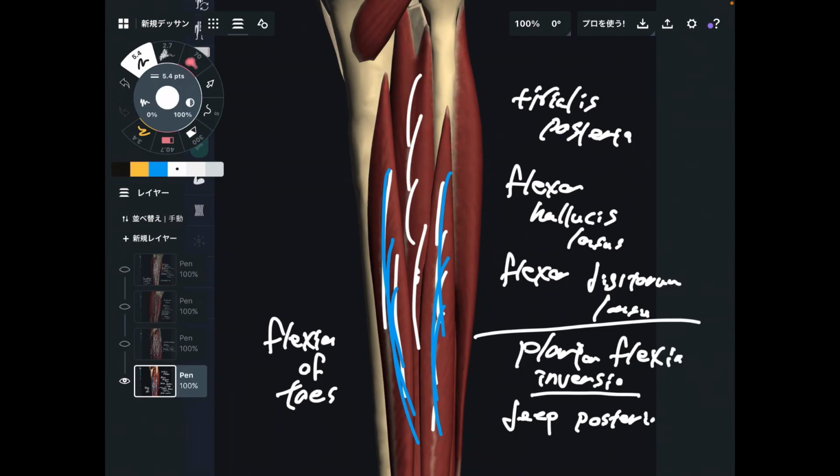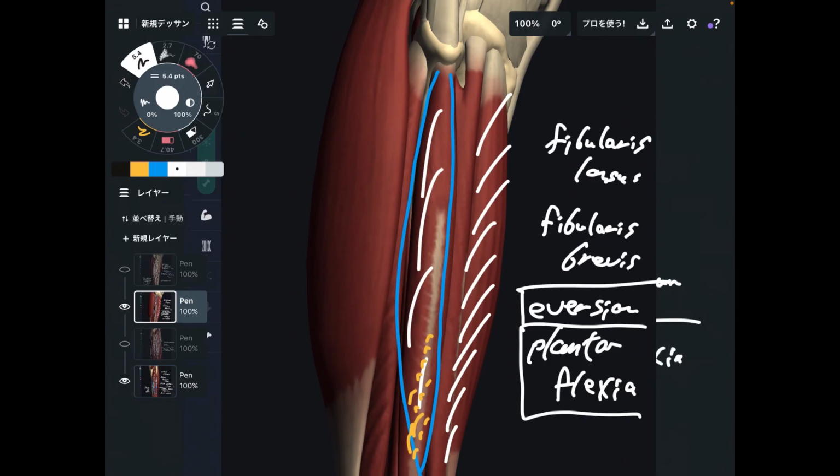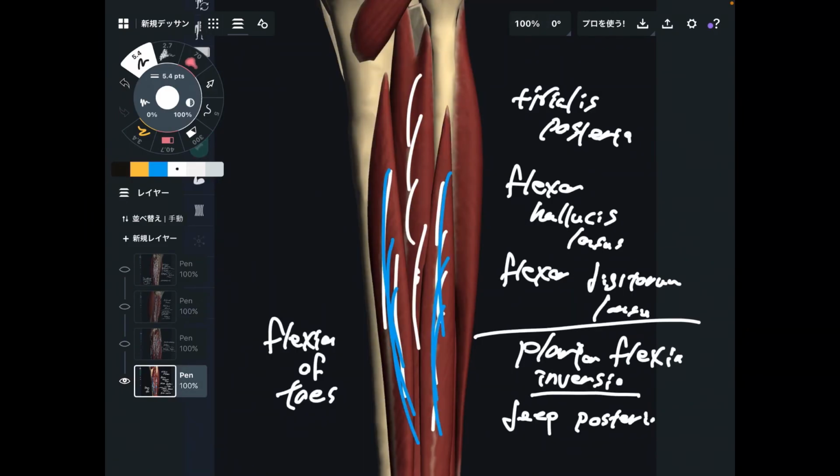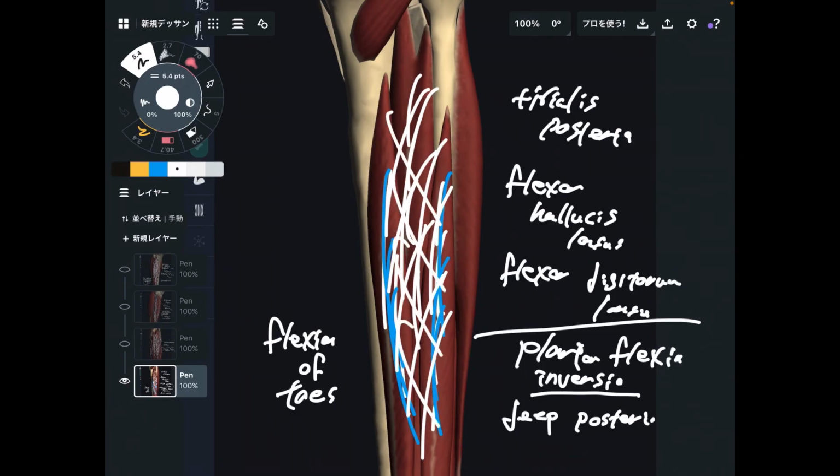So this is opposite function from where? Lateral compartment. Fibularis longus and fibularis brevis do eversion. Deep posterior compartment muscles do inversion. So this is like an opposite side, right? So if deep posterior muscles get tight, that affects lateral compartment. Vice versa, if lateral compartment gets tight, that may affect deep posterior compartment. So this is very important.